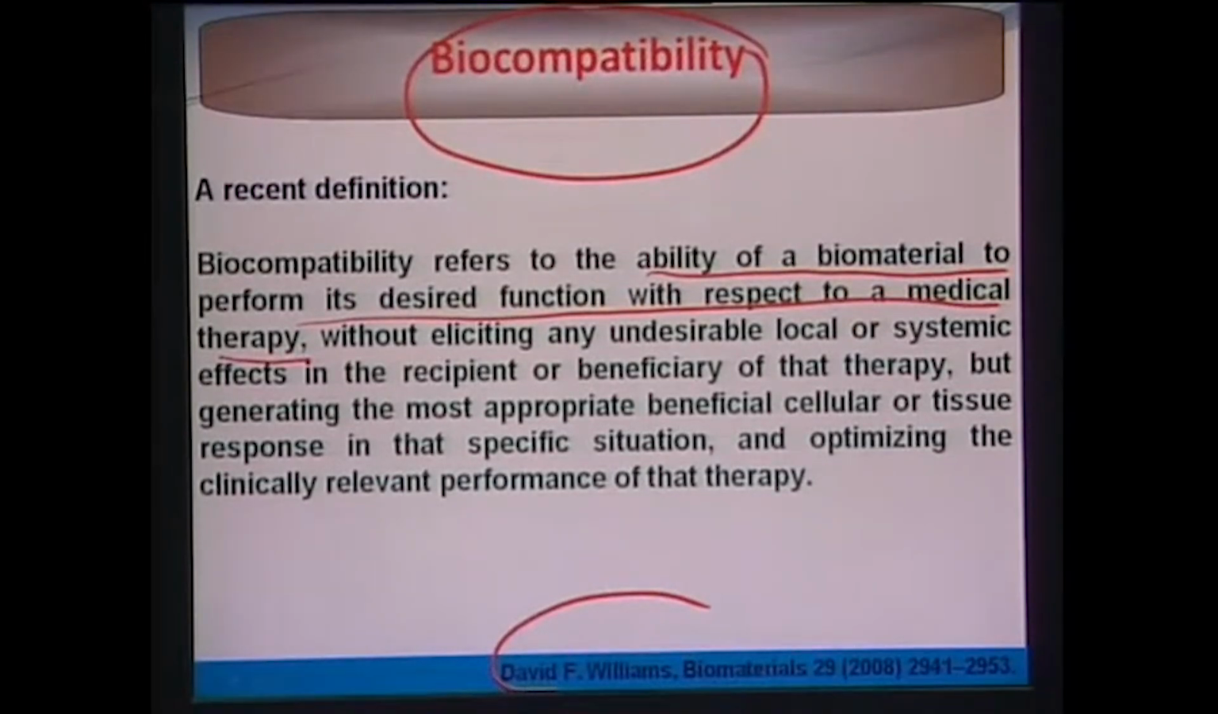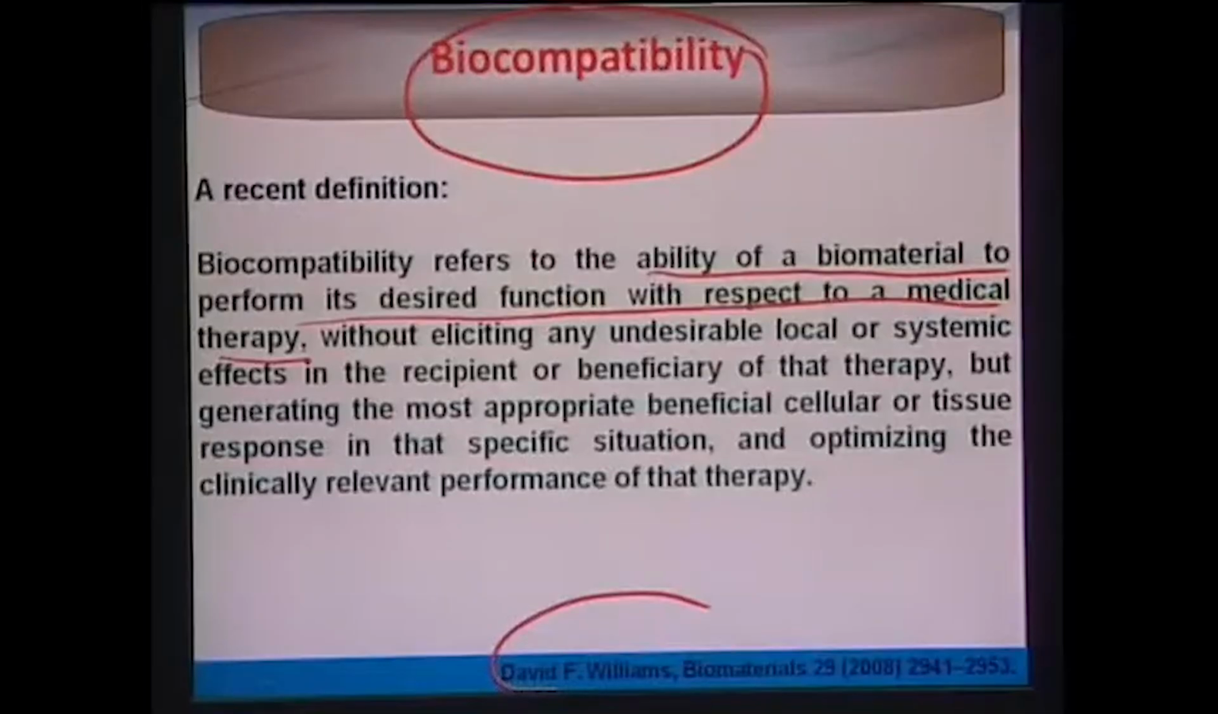Application means if it is a bone replacement or orthopedic application, then you require a set of biocompatibility properties. If it is for blood conducting devices like heart valves, you require a set of biocompatibility properties which is different from what you need for bone replacement applications. Now, without eliciting any undesirable local or systemic effects, if you remember what I meant by systemic effect, now systemic effects can be acute, subacute, chronic, or subchronic, depending on how this host response is observed or realized within a certain time frame, right?